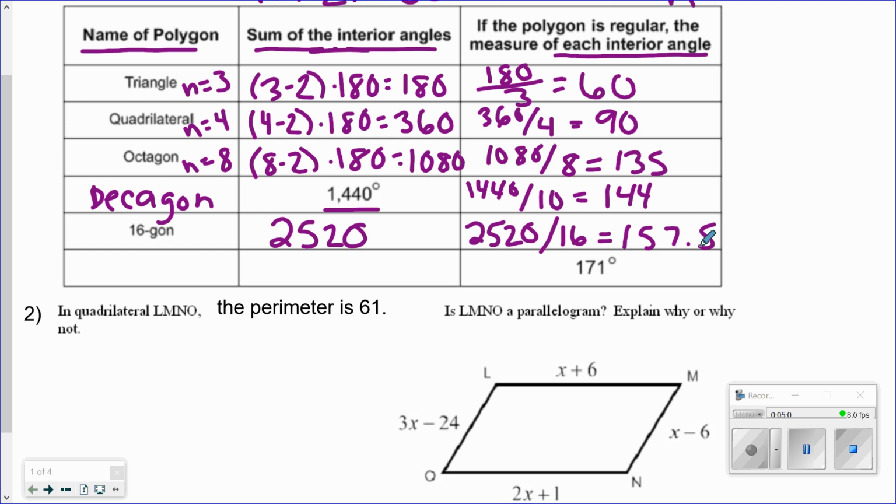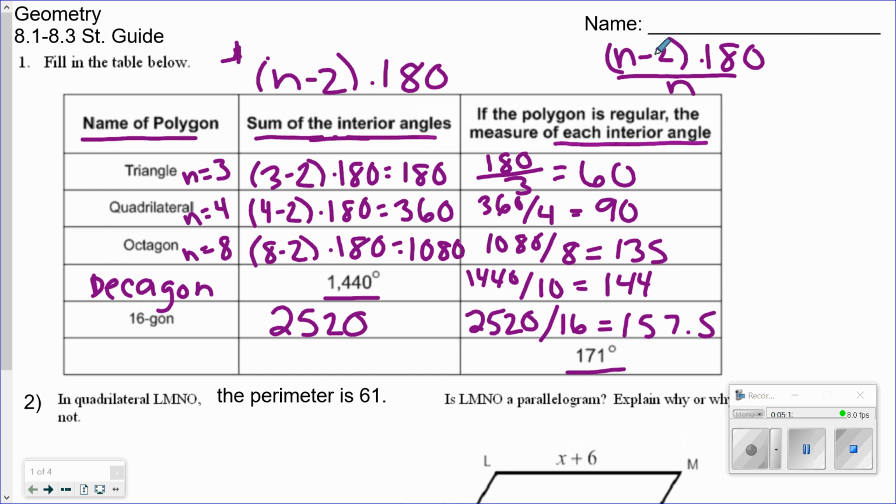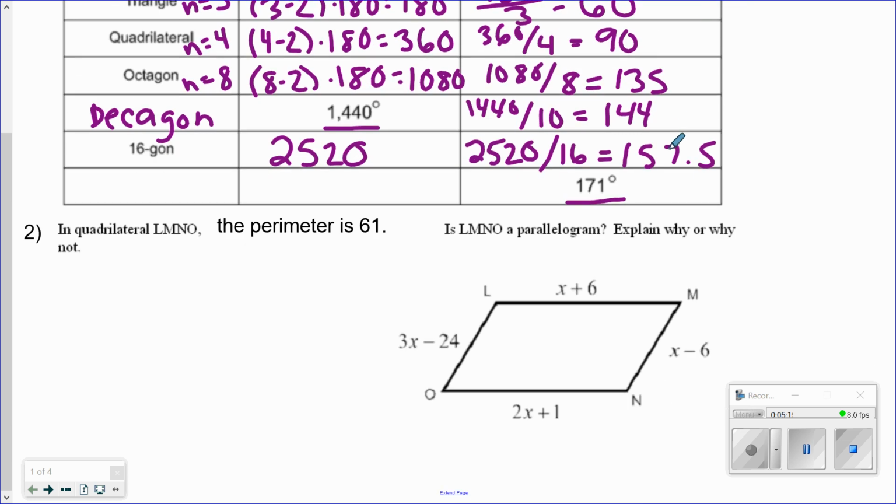All right, and our last problem here. Now we know the measure of each interior angle. I need to figure out what is the name of the polygon as well as what is the sum. So remember, if I scroll up here, this was our equation for the third column. So I'm just going to set 171 equal to this equation. So I'm going to do that over here. So 171 is equal to n minus 2 times 180, divided by n.